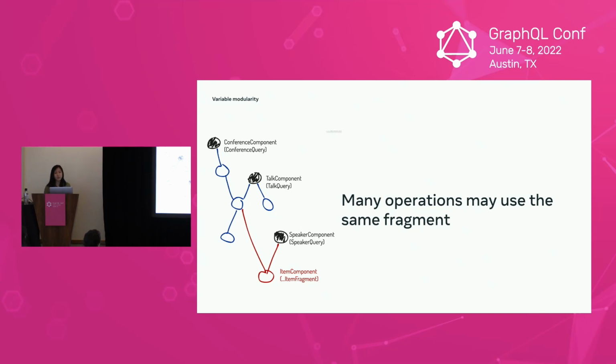So fragment level arguments allow us to reuse fragments within a single query, but we'll quickly run into issues when multiple operations use the same fragment. So in this picture here that I hand drew, sorry for the bad art, the black dots are queries, the blue dots are fragments that may be spread, and I'm concerned about the item component, which is spreading the item fragment.